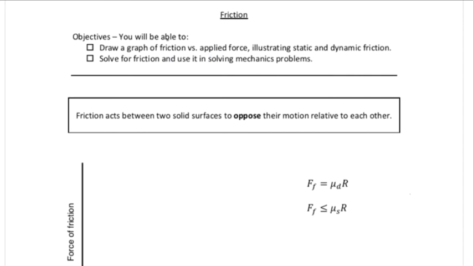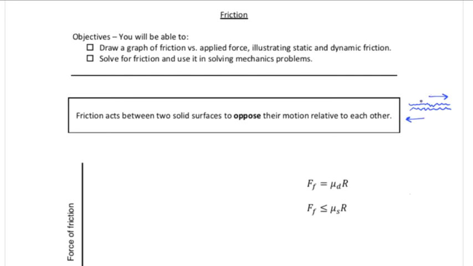This lesson's on friction, and here are your objectives. So first, friction acts between two solid surfaces to oppose their motion relative to each other. You can imagine it as a consequence of irregularities in the surfaces of the two objects that interact as you try and slide one in one direction. So we're trying to bring this one this way, or this one in the opposite direction, and these bumps are interacting and trying to oppose their motion.